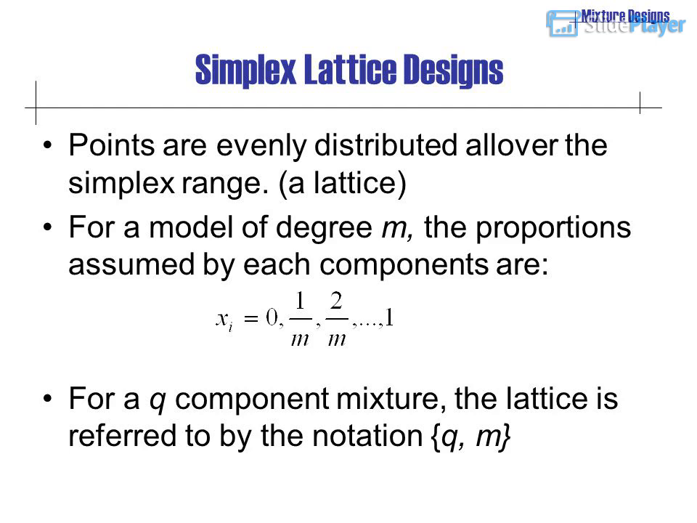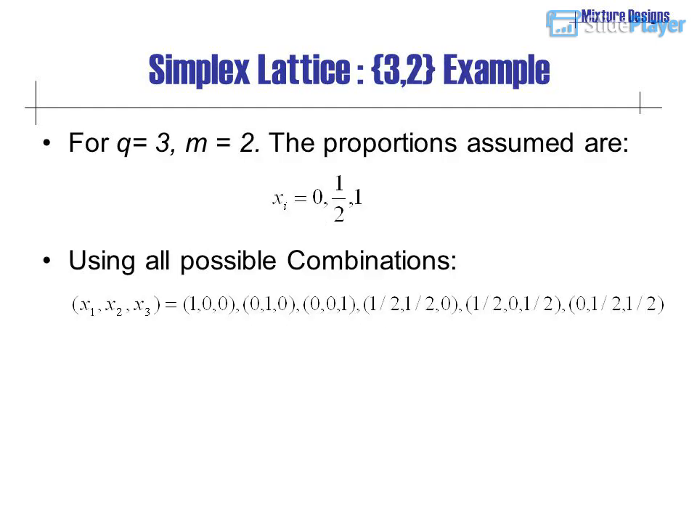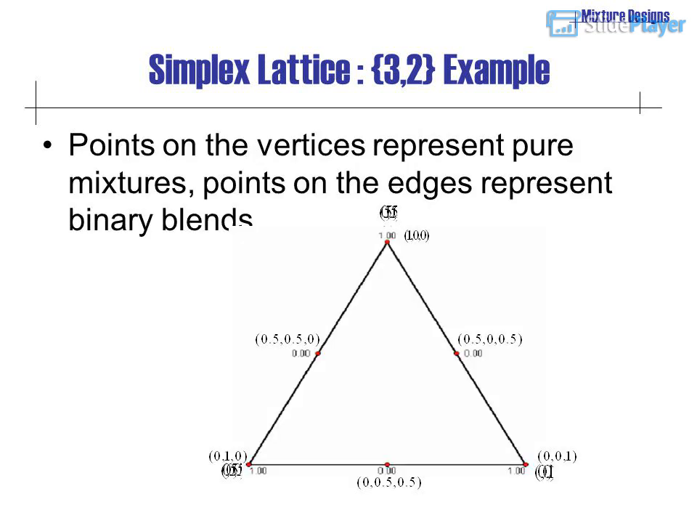Simplex lattice designs. Points are evenly distributed all over the simplex range. For a model of degree m, the proportions assumed by each component are as shown. For a q-component mixture, the lattice is referred to by the notation (q, m). Simplex lattice (3,2) example. For q equals 3, m equals 2, the proportions assumed are shown, using all possible combinations.